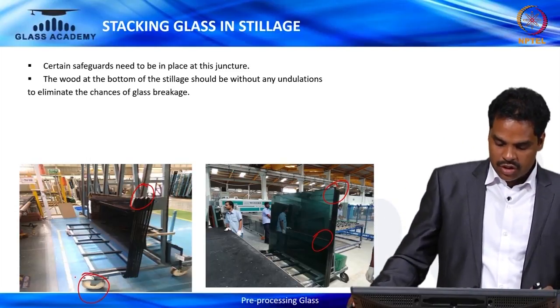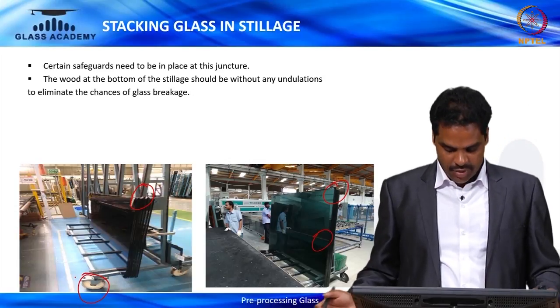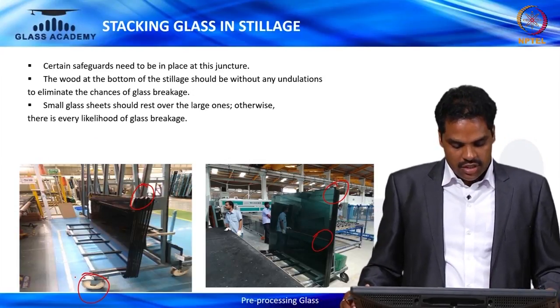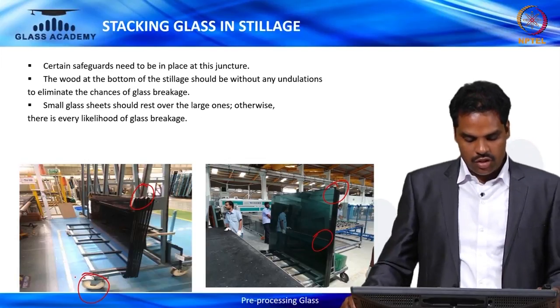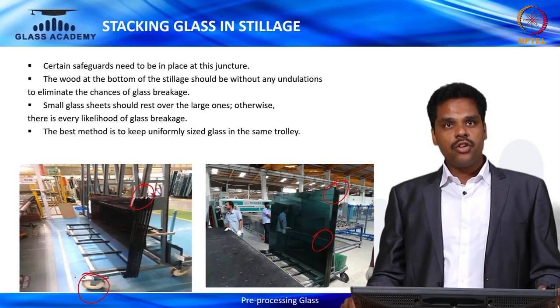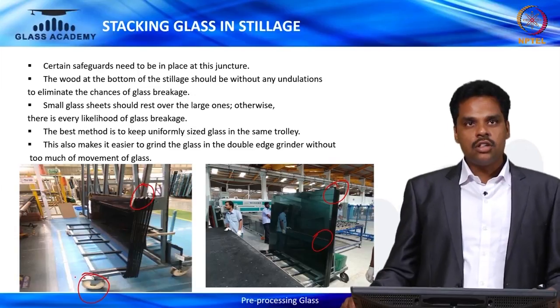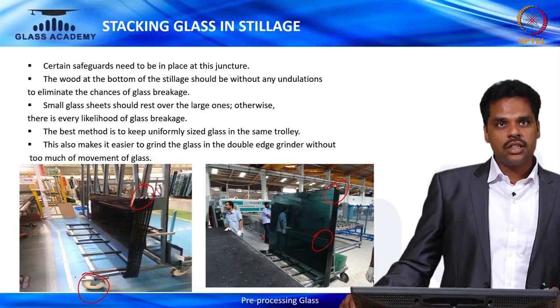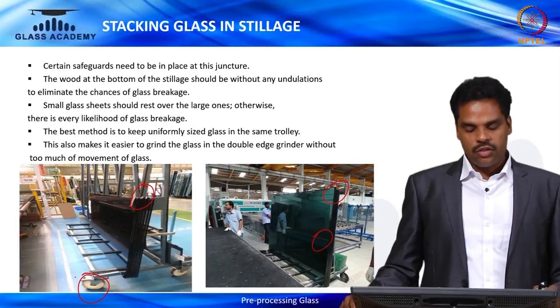The wood at the bottom of the stillage should be without any undulations to eliminate the chances of glass breakage. Small glass sheets should not rest over the large ones, otherwise there is a high likelihood of glass breakage. So the best method is to keep uniformly sized glass in the same trolley. This also makes it easier to grind the glass in the double edger without too much movement of the glass.